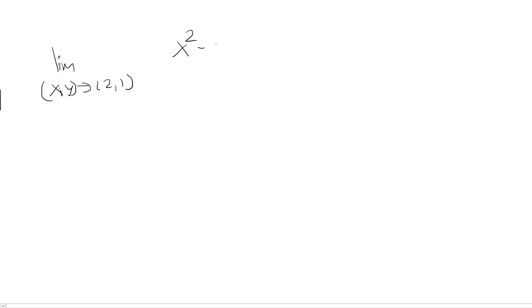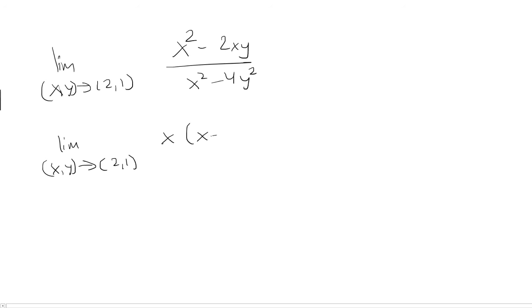Okay, last problem, we have the limit as x and y approach 2, 1 of x squared minus 2xy over x squared minus 4y squared. For this, let's factor out the top. We notice we have a factor of x in both of these. So that's x times x minus 2y. And the denominator we have a difference of two squares. So that factors into x minus 2y times x plus 2y.